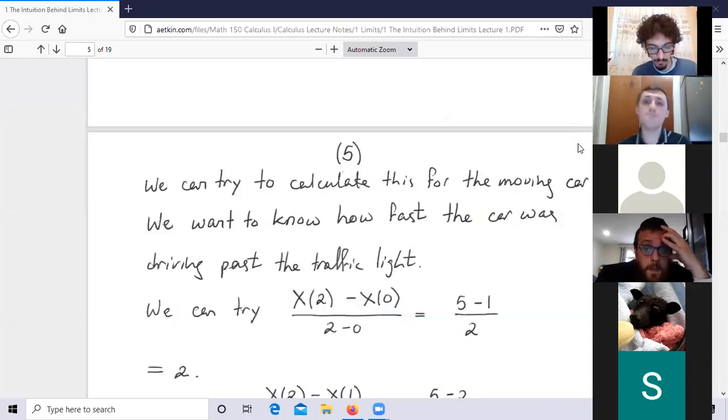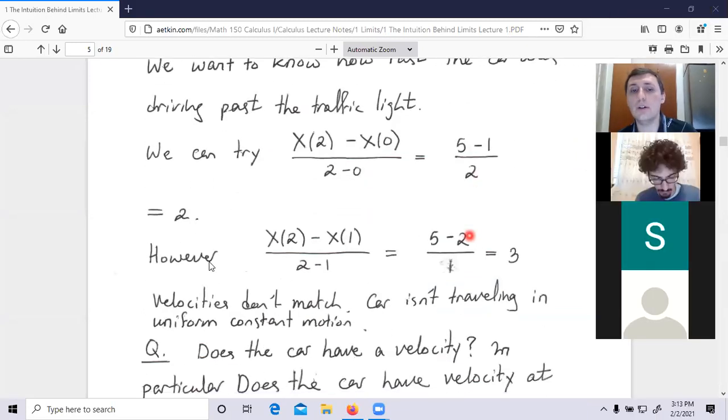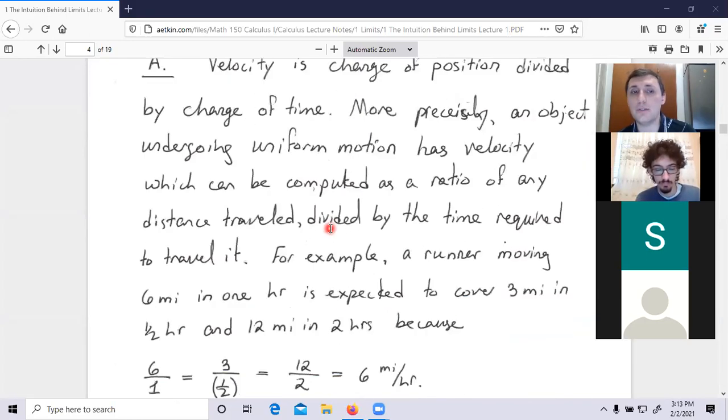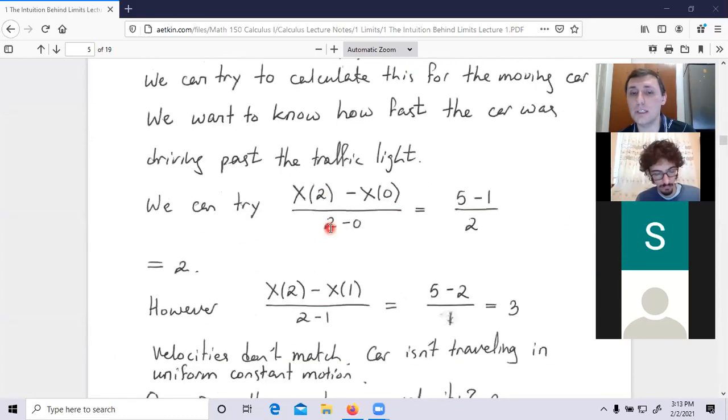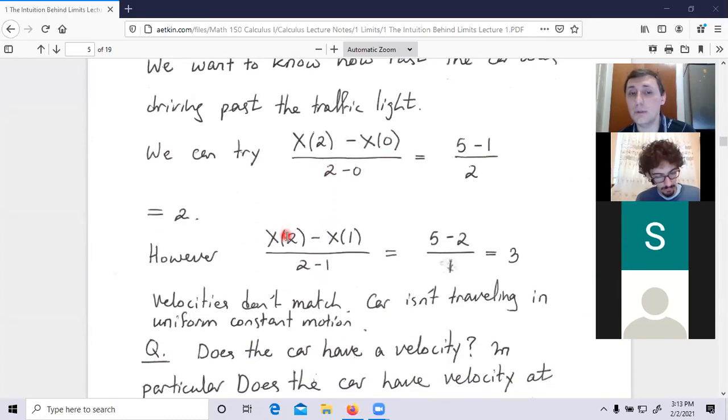All right, let's try another interval to verify that. So let's now measure the displacement between 1 second in the video and 2 seconds. So x of 2 minus x of 1. Remember, what is x of t? x of t is t squared plus 1, right? So it would be what? x of 2 is 5, x of 1 is 1 squared plus 1, so it's 2, so it's 5 minus 2, it's 3. And 2 minus 1 is 1.